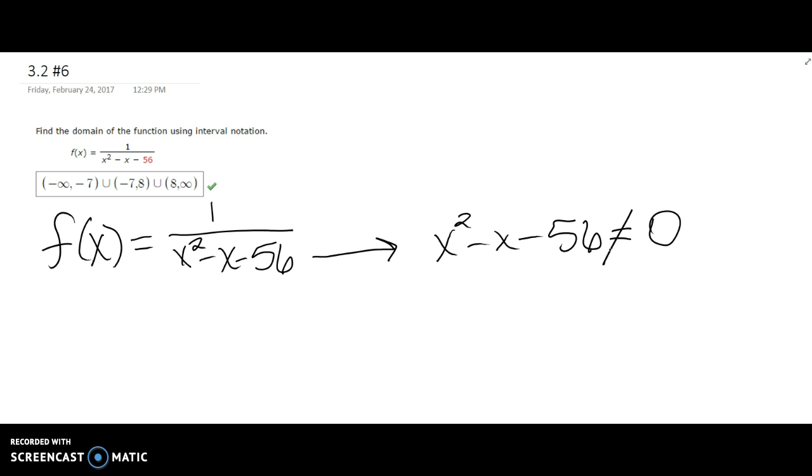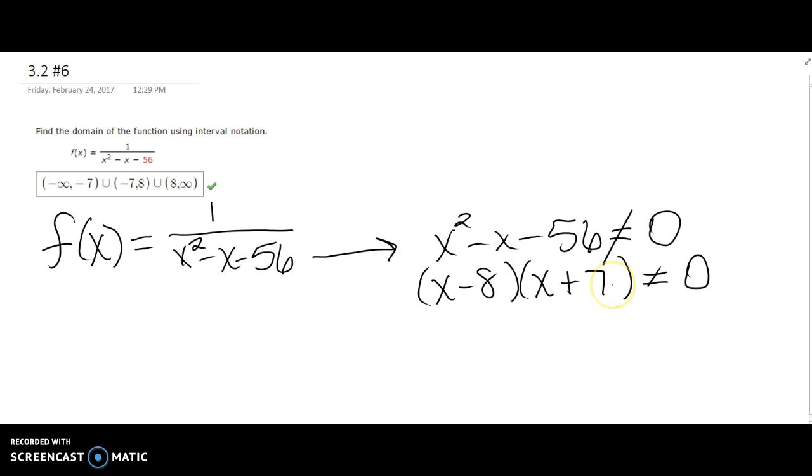So when we're dealing with a quadratic, let's factor if we can, and this is factorable. If it's not factorable, remember you can use the quadratic formula. And values of 56 that combine for -1, so I'll do -8 and a +7.